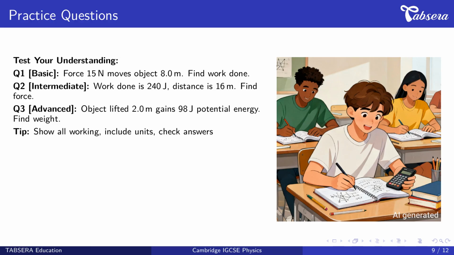Question 2 is intermediate. It states, work done is 240 joules, distance is 16 meters. Find the force. This requires you to rearrange the equation to solve for force. Question 3 is advanced. The question is, an object is lifted 2.0 meters and gains 98 joules of potential energy. Find the weight. This tests your understanding that work done against gravity equals change in potential energy, and weight is the gravitational force.